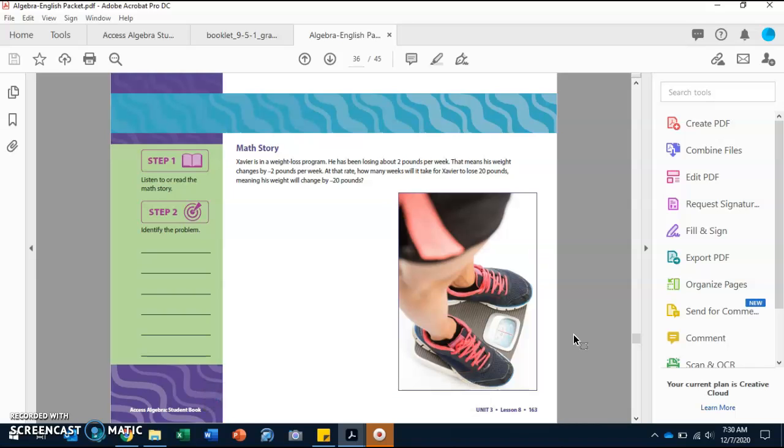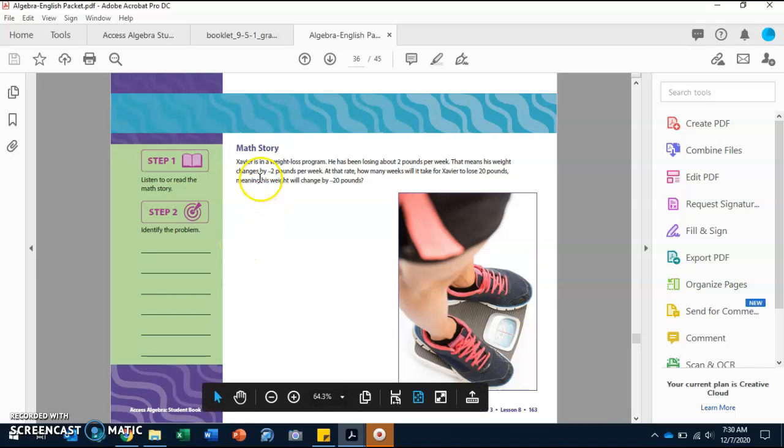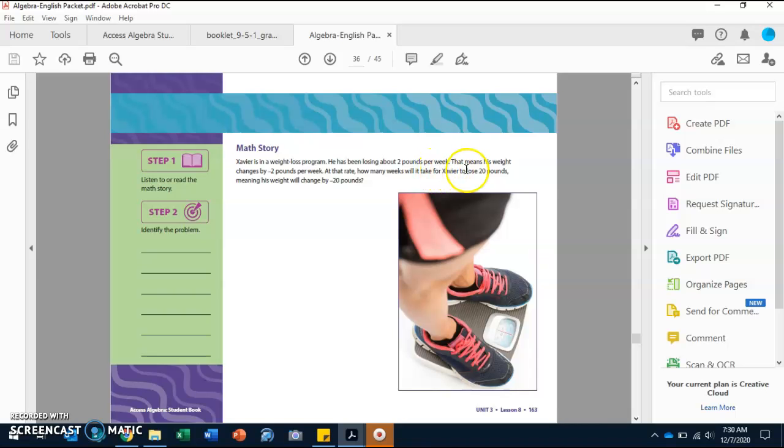So guys, it says, Xavier is in a weight loss program. He has been losing about 2 pounds per week. That means his weight changes by -2 pounds per week. At that rate, how many weeks will it take for Xavier to lose 20 pounds? Meaning that his weight will change to -20 pounds.